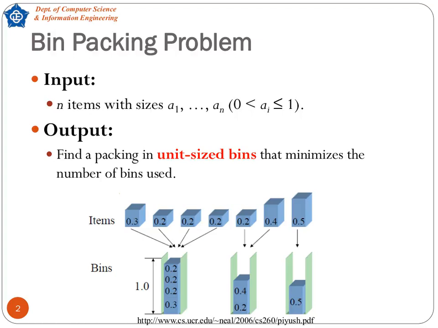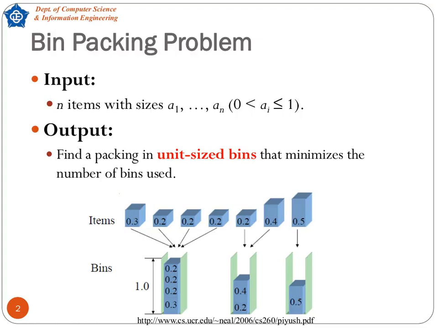Next, what are we trying to achieve? That's our output. Our goal is to find a way to pack all these items into unit-sized bins. By unit-sized, we mean each bin has a capacity of exactly 1.0. And the crucial part? We want to do this using the minimum total number of bins possible. To really grasp this, let's visualize it with the diagram you see below.